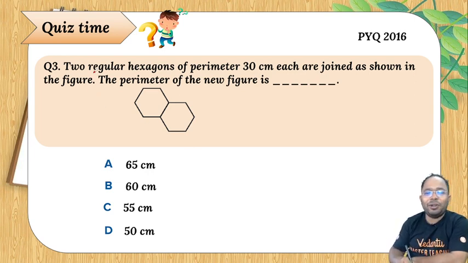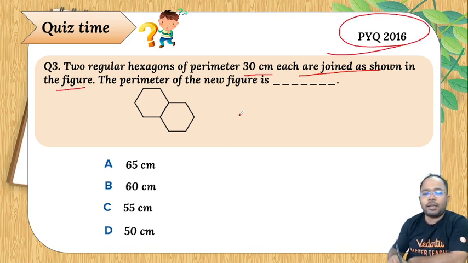Very interesting question. Two regular hexagons of perimeter 30 centimeters each are joined as shown in the figure. And this is a previous year question of 2016. What is going to be the perimeter of the new figure? Try to focus on the concept of perimeter. What does perimeter mean? Two hexagons are there of perimeter 30 centimeters. Hexagon means a geometrical figure having 6 sides.